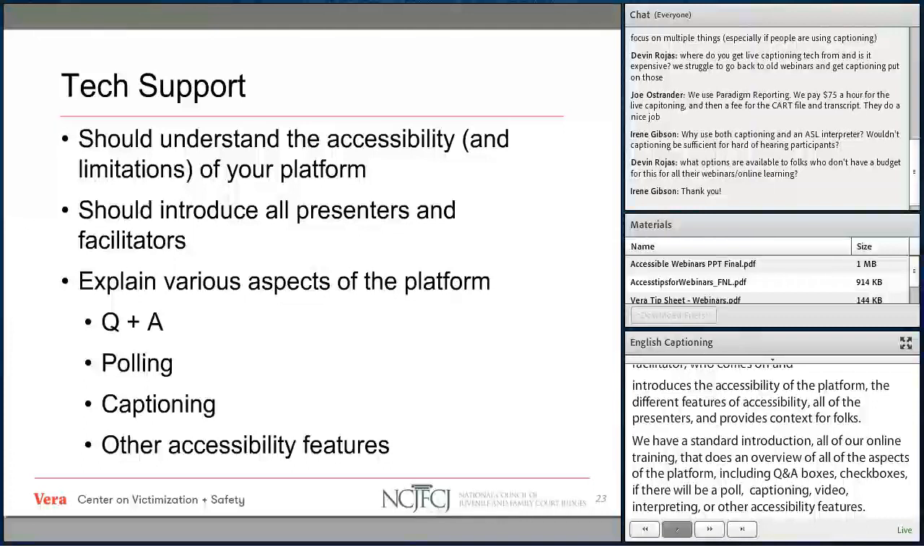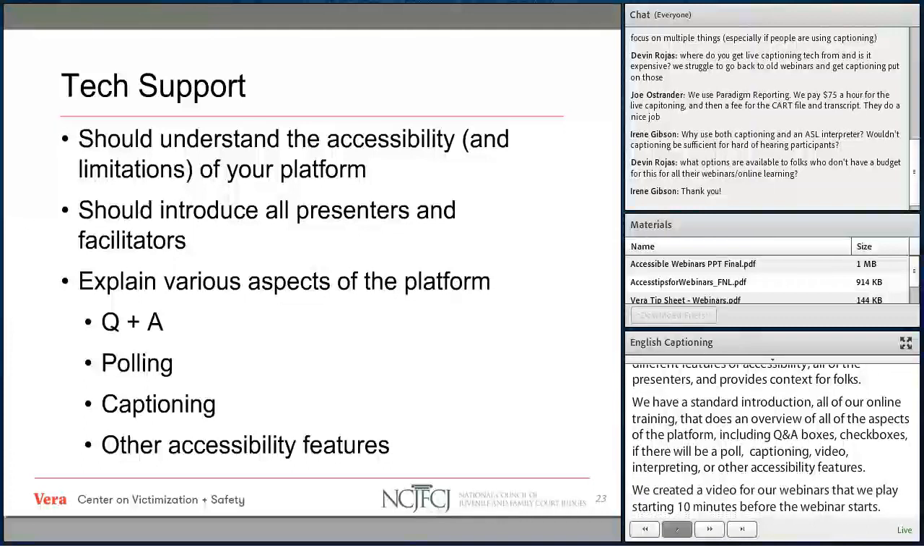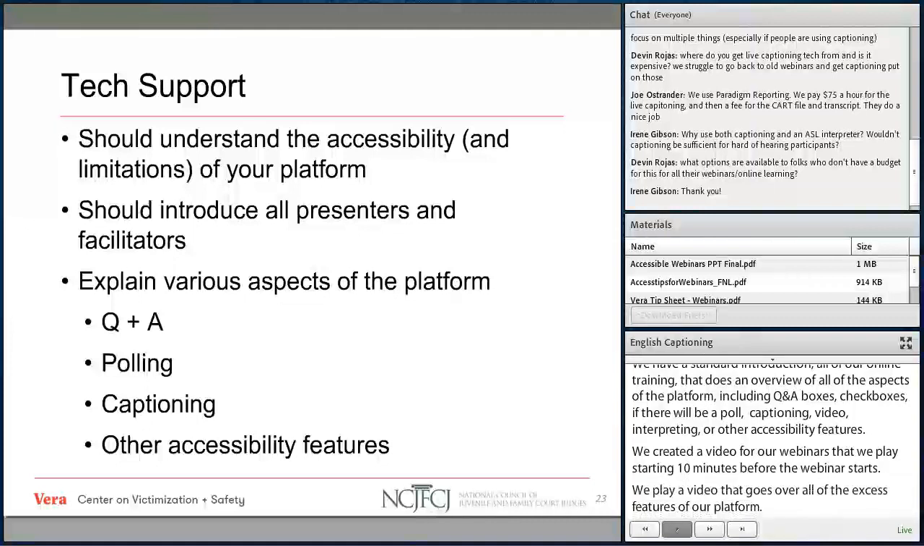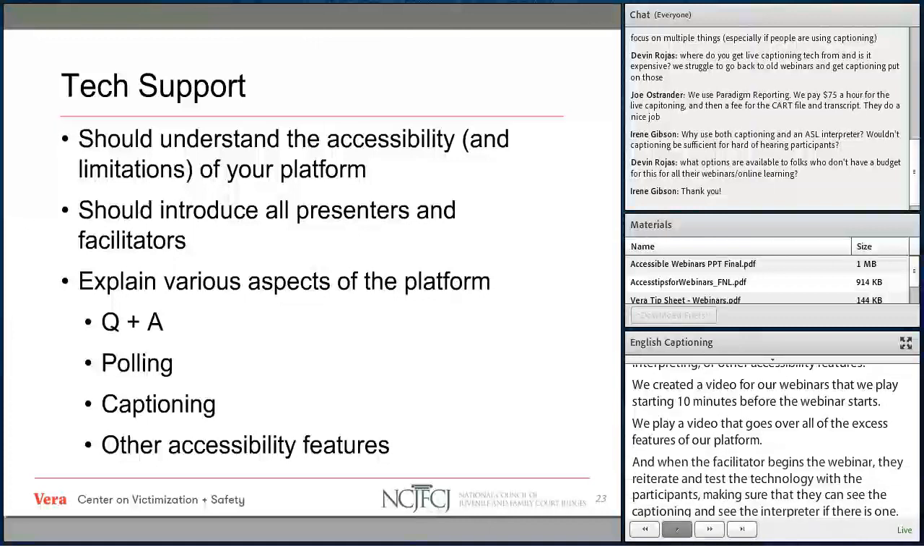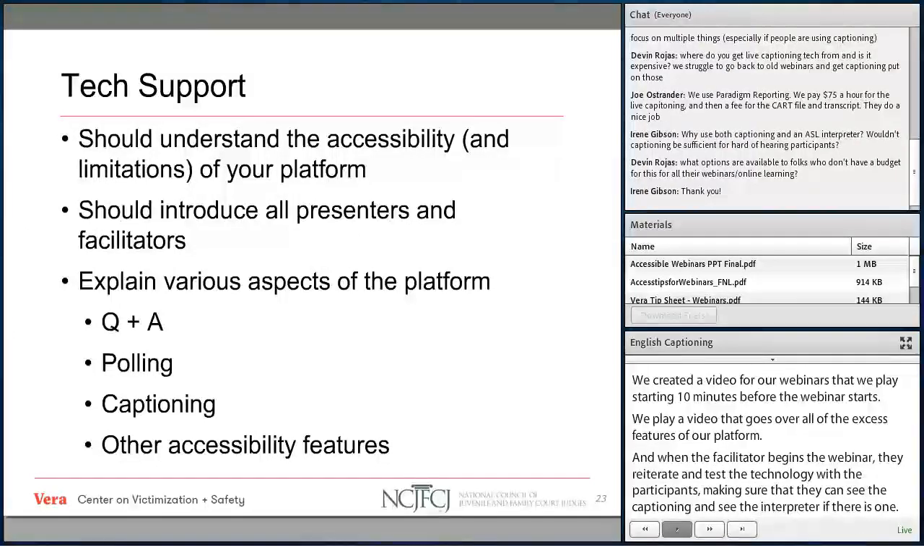And then when the facilitator begins the webinar, they again reiterate, and then they test the technology with the participants, making sure the participants can see the captioning and see the interpreter if there is one without issue. So we always do that just to make sure that for that particular day, at that particular instance, technology is working for us. The facilitator and the tech support should understand the accessibility features of your platform.